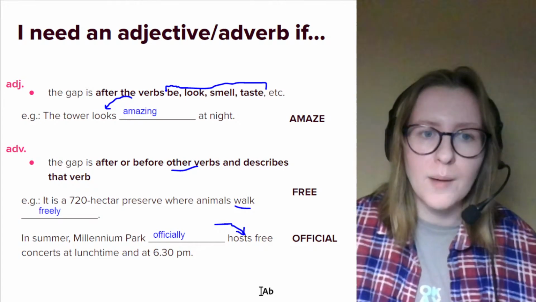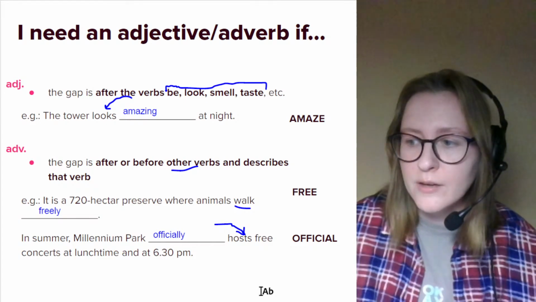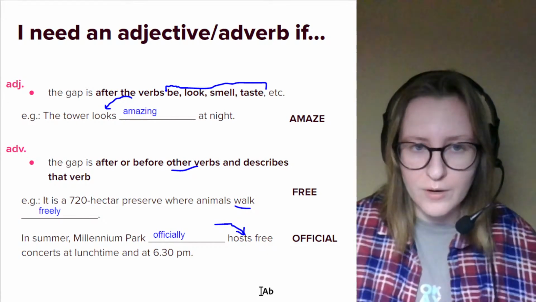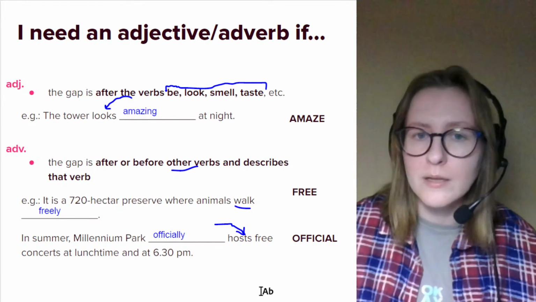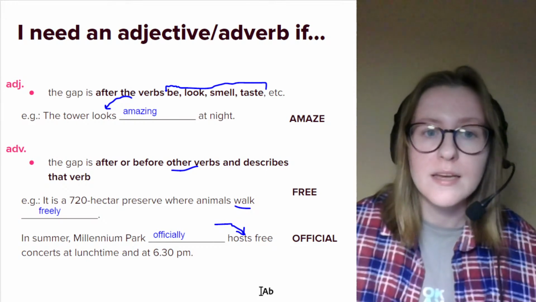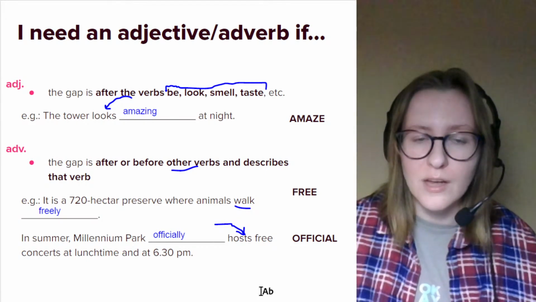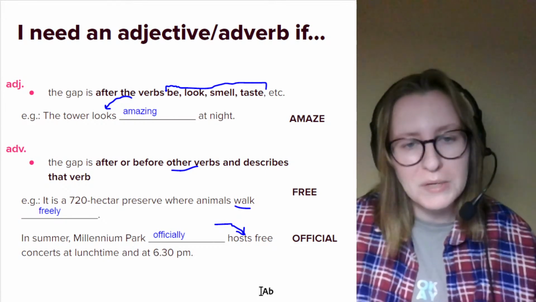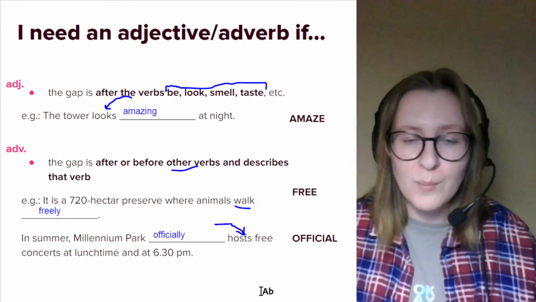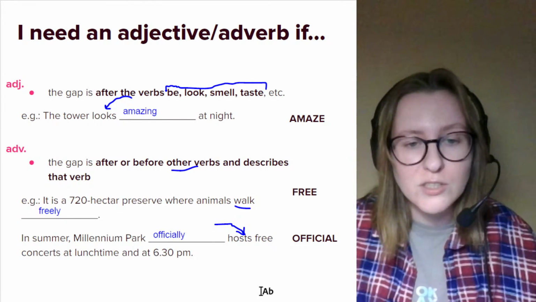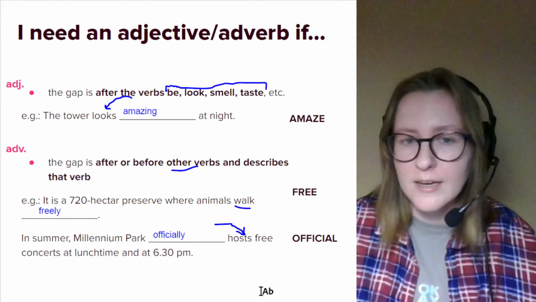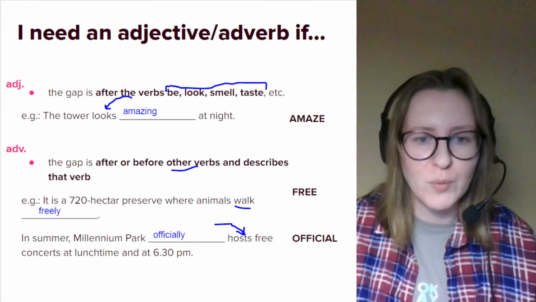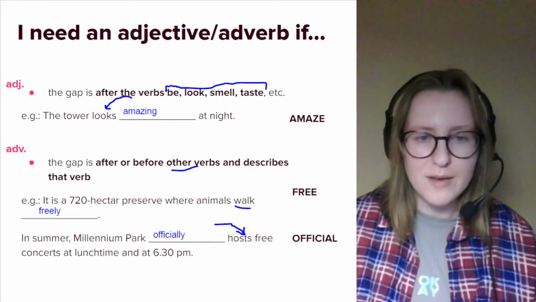Again, guys, if our gap is after a verb, we need to understand if our verb is a sense verb or not. After be, look, smell, and taste, we need an adjective. And after all other verbs, if they're not sense verbs, we need an adverb. If our gap is before a verb, that's usually an adverb, right? Nothing else can describe a verb but an adverb. Okay, moving on.